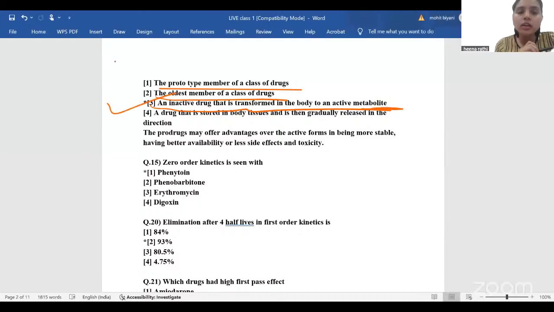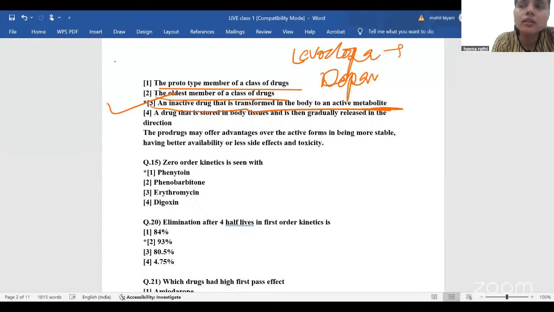The fourth option, a drug that is stored in the body tissues and gradually released, is not this. The prodrug offers advantages over the active form in being more stable, having better availability and fewer side effects. The most common example is levodopa. Levodopa is converted into dopamine after getting activated in the body.